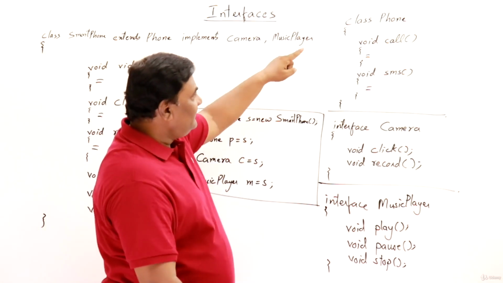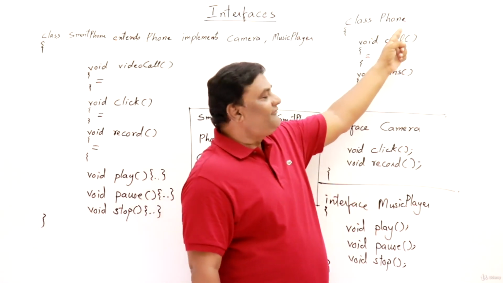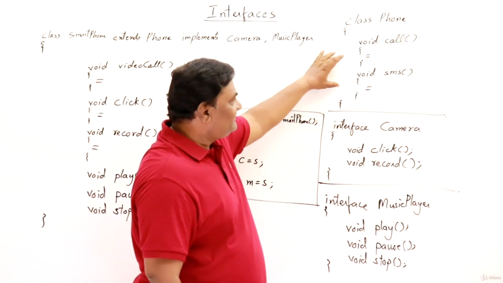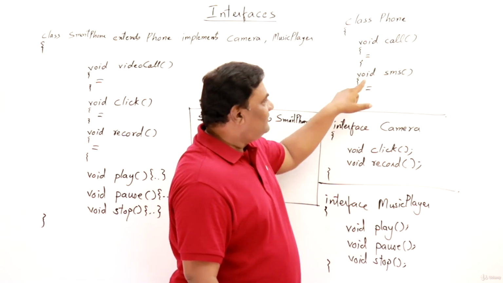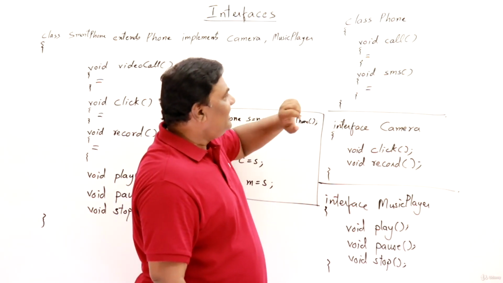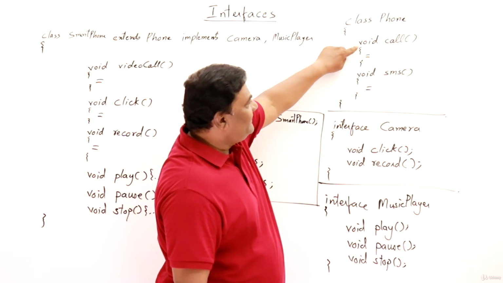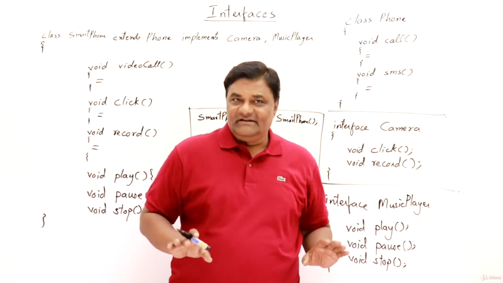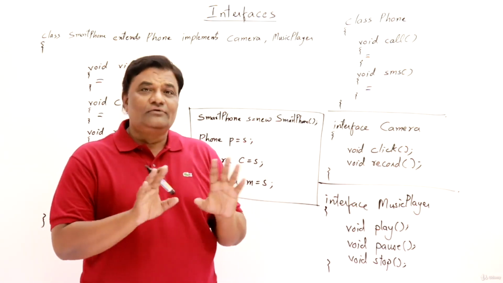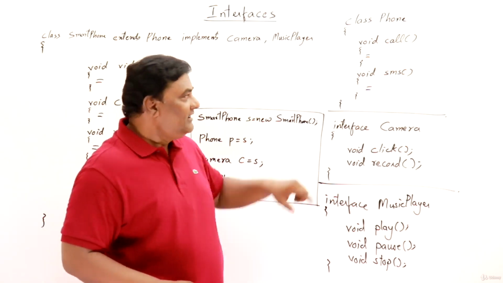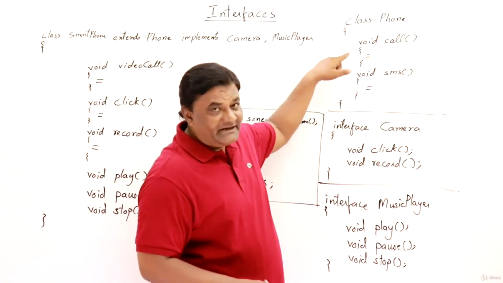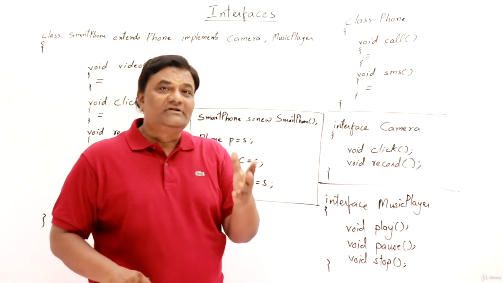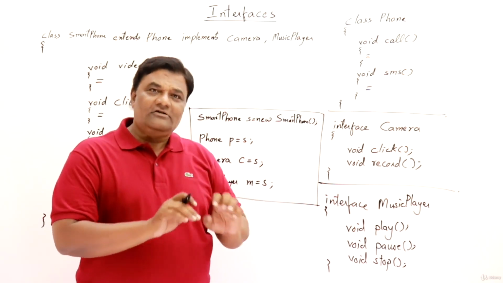First of all, let us look at a class. A class Phone, and it has methods void call, void SMS. One thing I have to tell you: I am using void here. Void means a method doesn't return anything. As this is an example we are learning, we are not focusing on the return type. Also, I have not written public or protected or anything, so we are not focusing on that. Assume that they are all public.